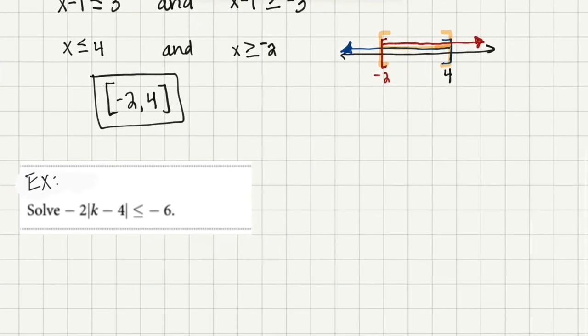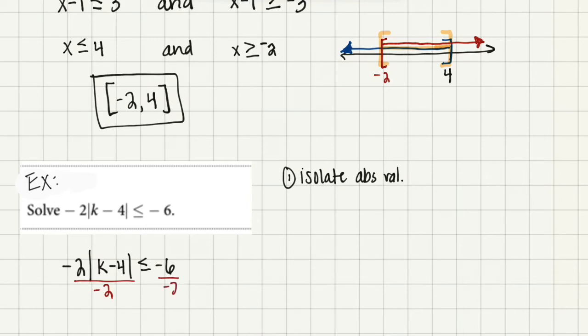Let's try another. Here we have negative 2 times the absolute value of k minus 4 is less than or equal to negative 6. So again, my first step is to isolate the absolute value. I'm going to need to divide both sides by negative 2. When I divide an inequality by a negative, I need to flip the inequality symbol. So I have the absolute value of k minus 4 is greater than or equal to positive 3.